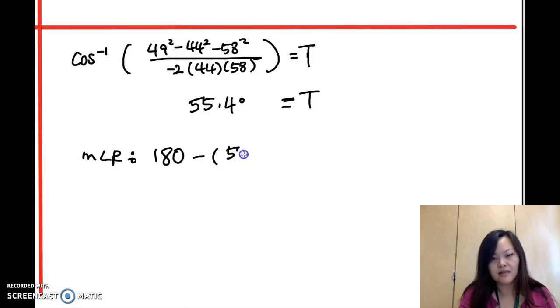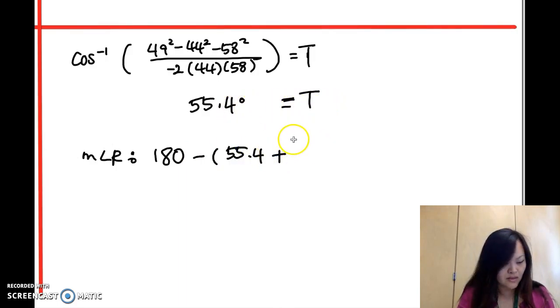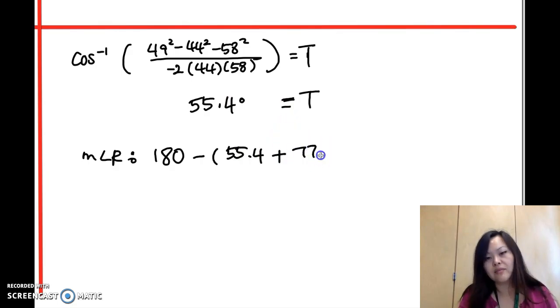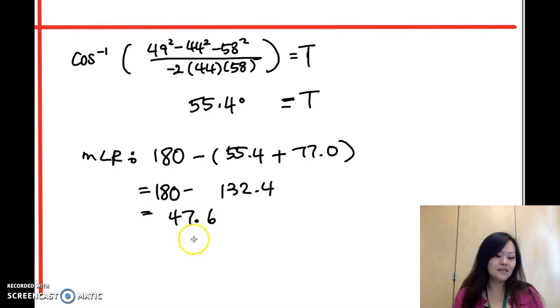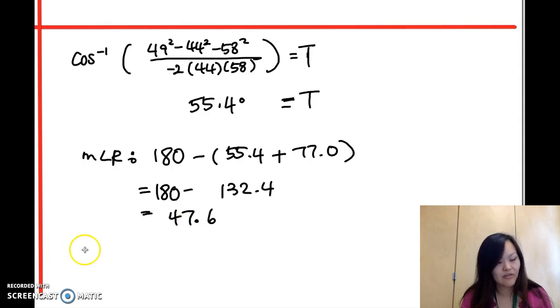180 minus 55.4 is right here, the measure of angle T, plus, what's the other angle? 77.0, right? So that would be 180 minus 132.4, and that's going to give me 47.6. So we are done, and again, list everything for me in alphabetical order.